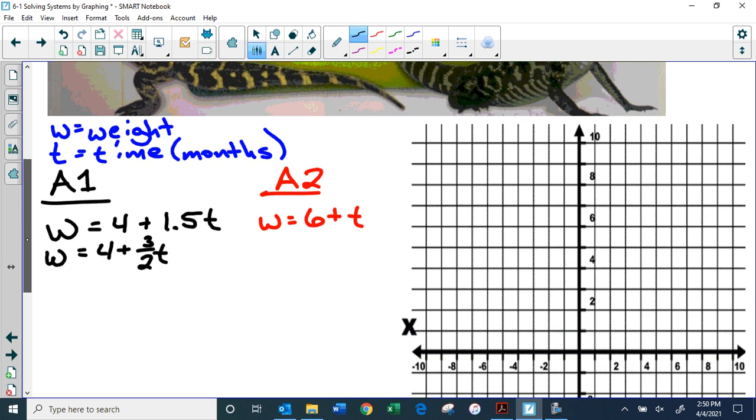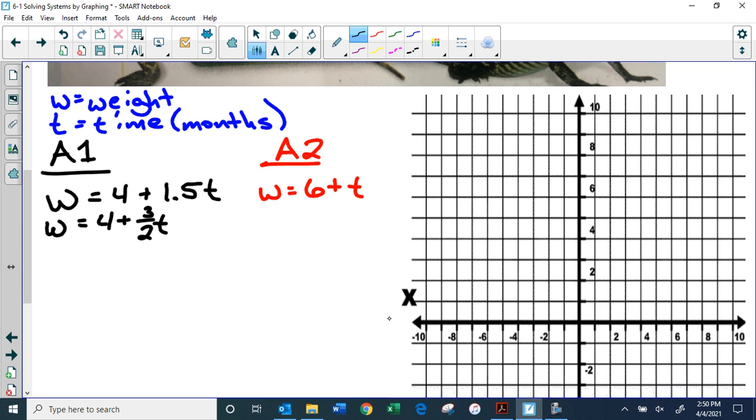So first of all, my axes here says X there, but this is going to be T, and this is going to be W. T is the independent variable, and W is the dependent variable. W, the weight, is dependent upon the number of months. So alligator number 1, its y-intercept is 4, and its slope is 3 halves. So up 3/2. 1, 2, 3/2. It's a positive slope. All right, and I'm going to draw a line through there.